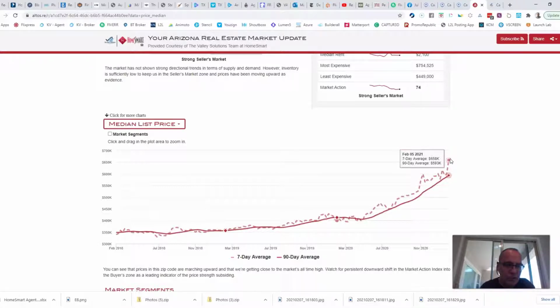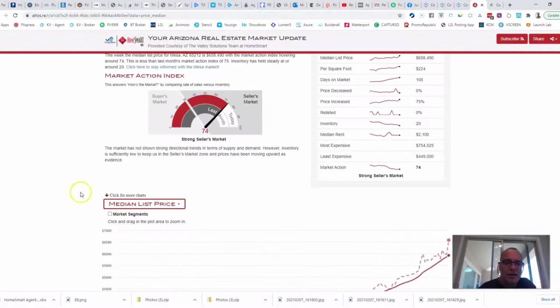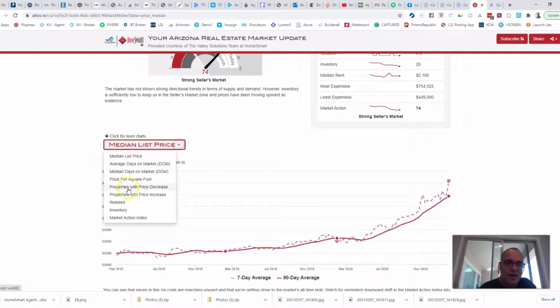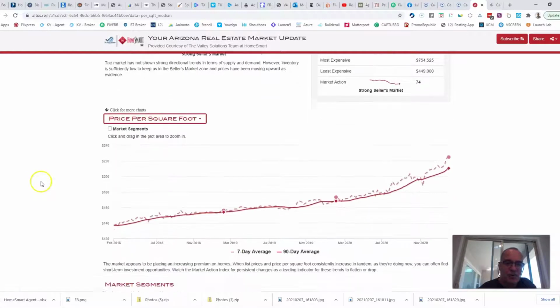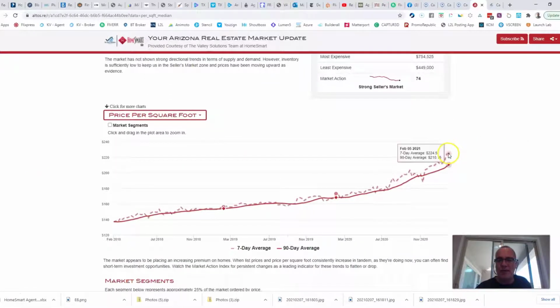And when the builder puts their models into the MLS, that does pull that number up a little bit. The number I really like to look at though is price per square foot. The average price per square foot in our entire zip code right now is up around $224 a square foot. That means if you have a 2,000 square foot home, you are closing in on $250,000.